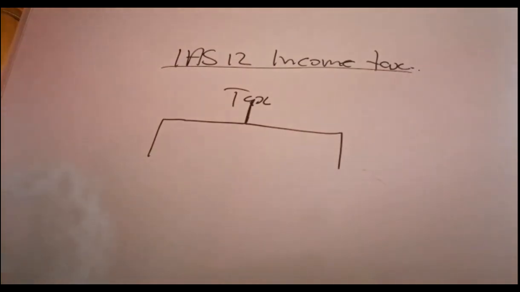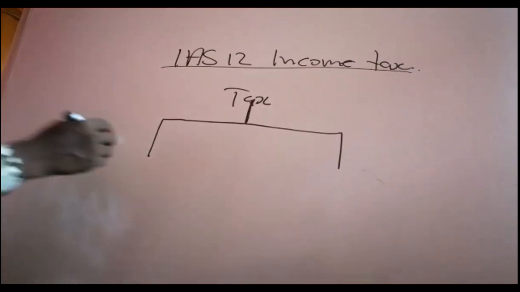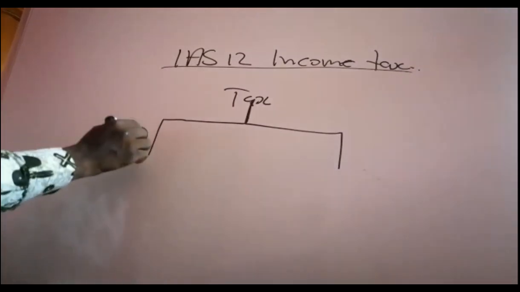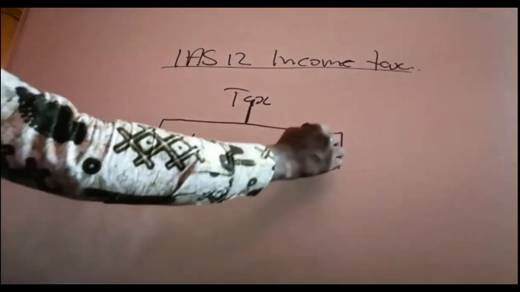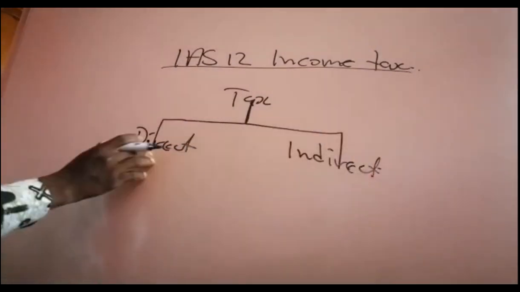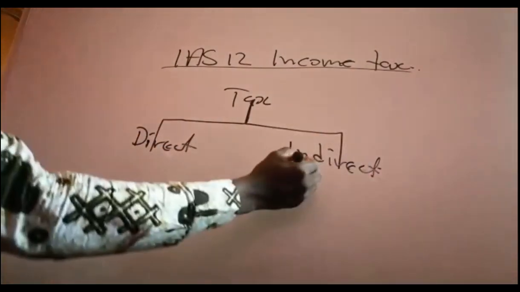Citizen to government. Okay. For the definition, we are not interested because for financial reporting, we are interested in the principles and then the practice section. So you're interested in how it is accounted for in the books. Now there are two types of taxes. They are direct and indirect tax.